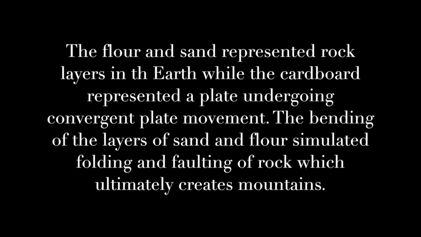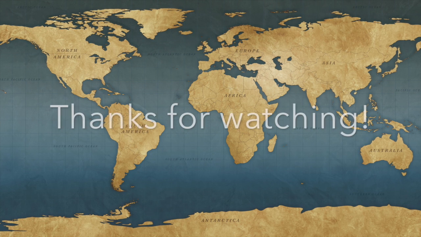Conclusions. In our experiment, the flour and sand represented rock layers in the earth, while the cardboard represented a plate undergoing convergent plate movement. The bending of the layers of sand and flour simulated folding and faulting of rock, which ultimately creates mountains.